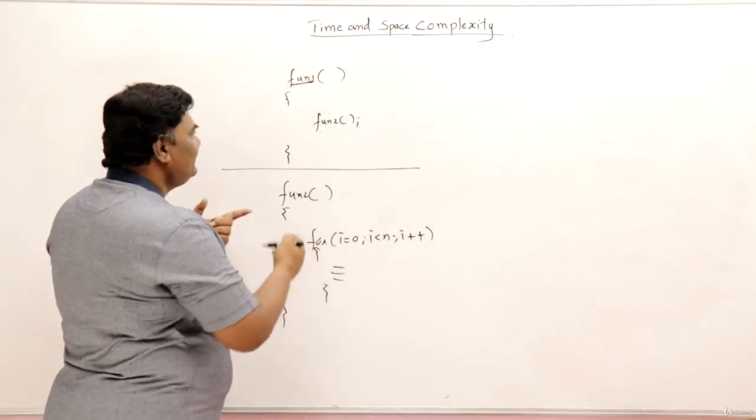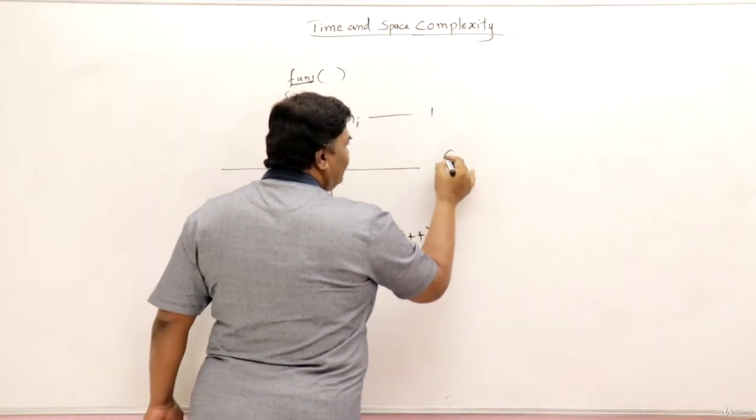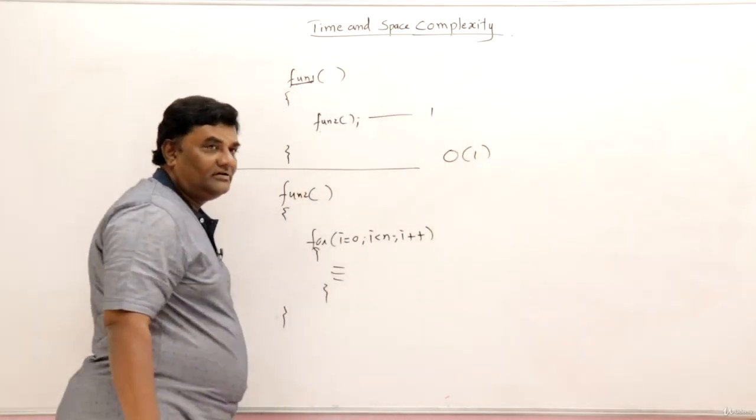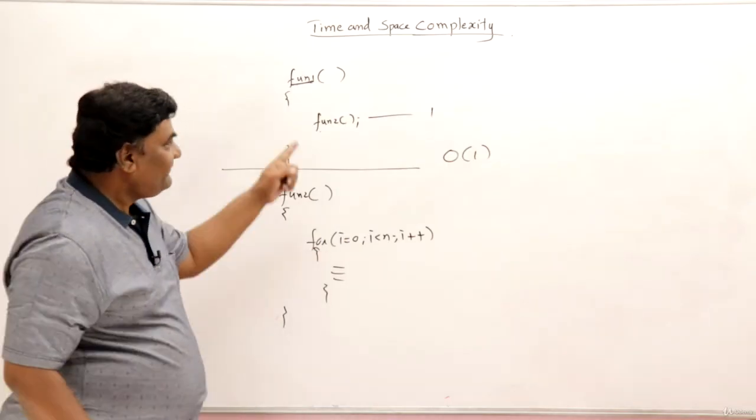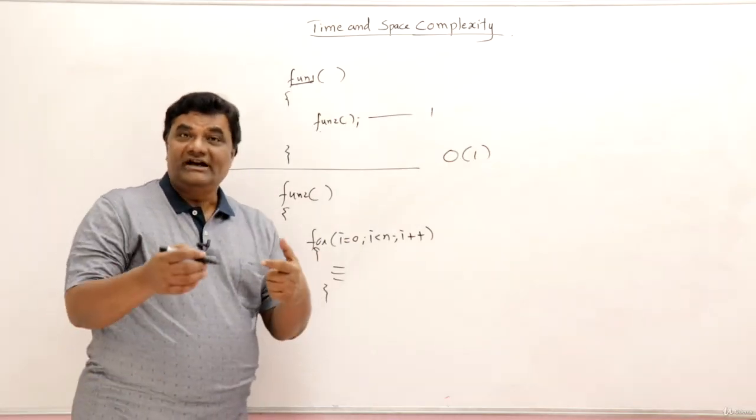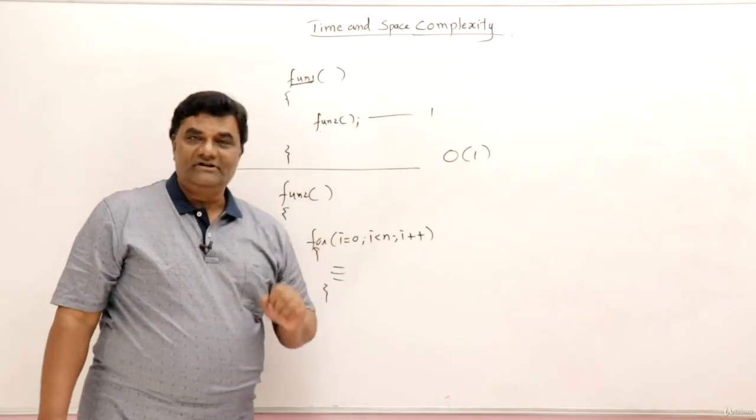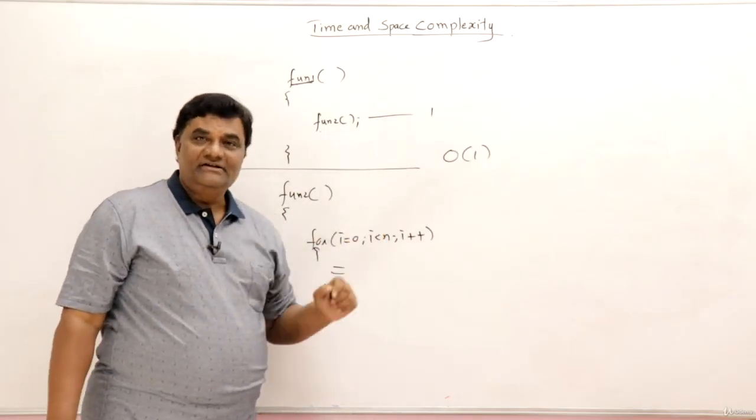Then what is there inside? Just one line, 1 unit of time. So it's constant. Wrong. That's a function call. How much time that function is taking, you find out that one. Don't say that statement is 1.